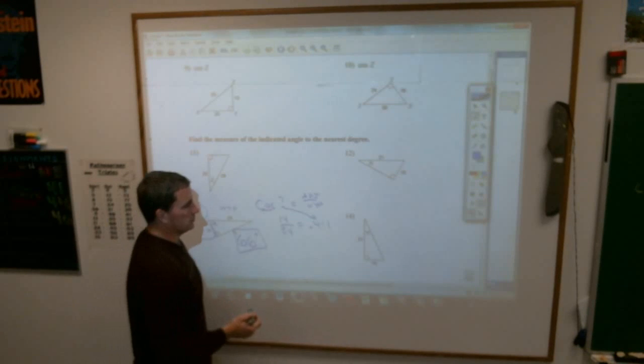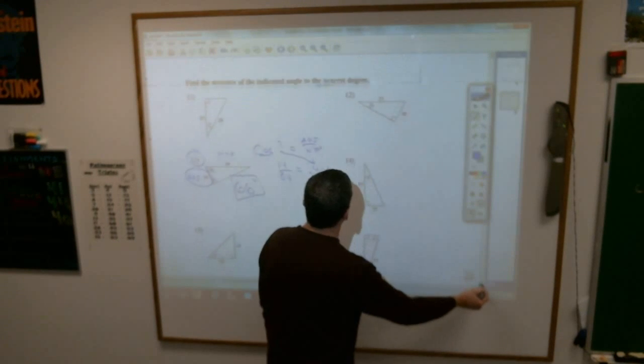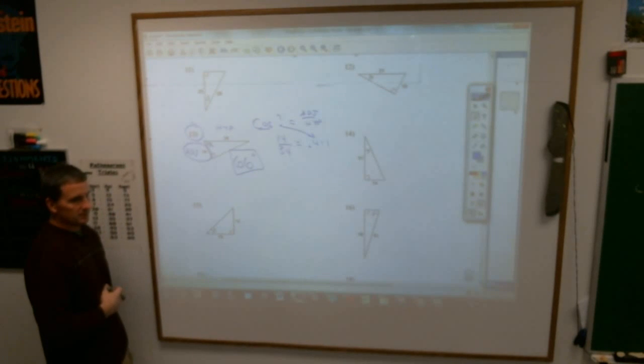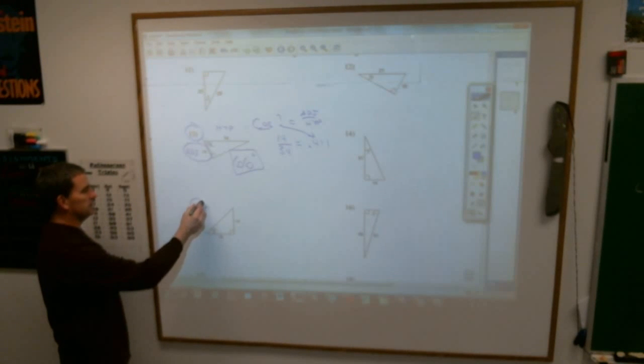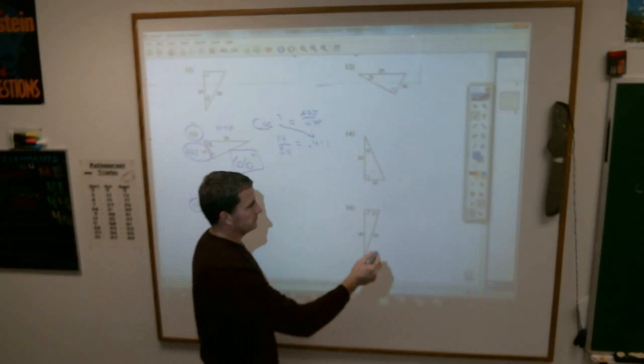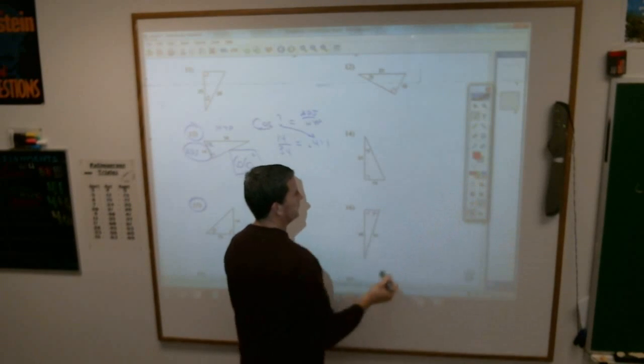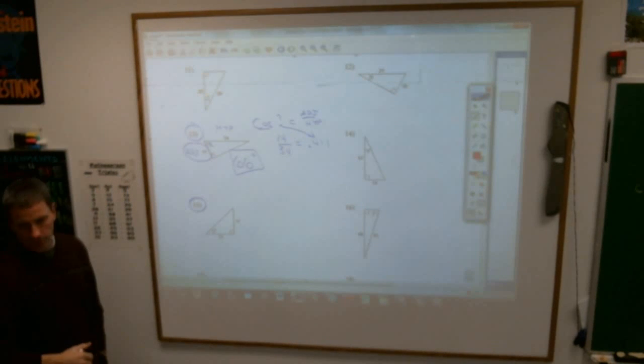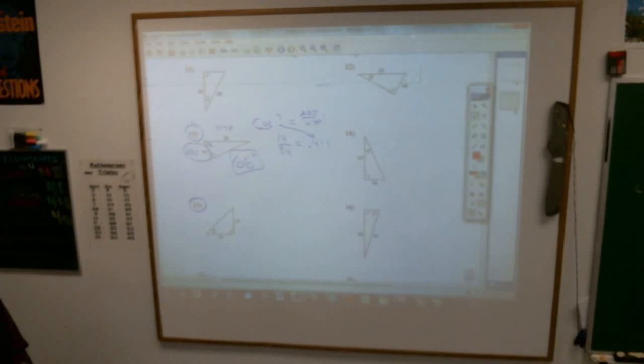Let's do one more. Actually, I'll let you try one before we go. Which one of these do you want to do? Just pick a random number there. Give me 14, 15, or 16. Alright, 15. You try number 15 and see if you can figure out the degree angle for number 15. You have to figure out which trigonometric function is going to work with the two sides that they give you.